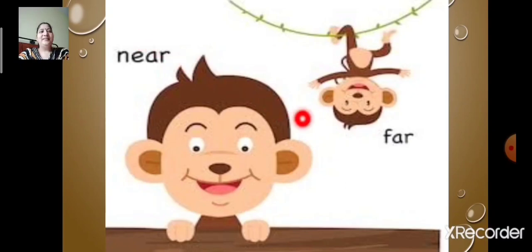Near, far. This monkey is near and that monkey is far. N-E-A-R, near, and F-A-R, far. So children, these are the two opposite words, near and far.